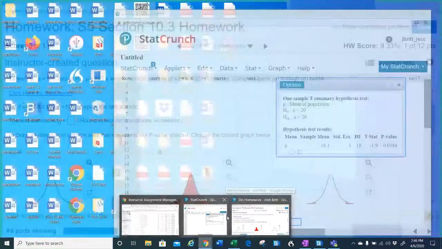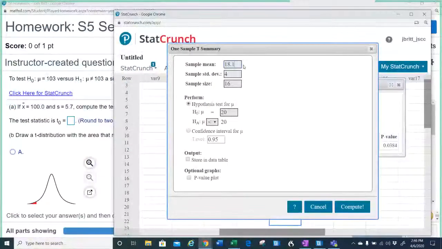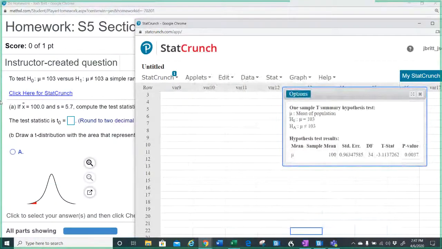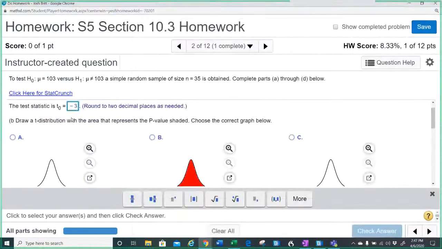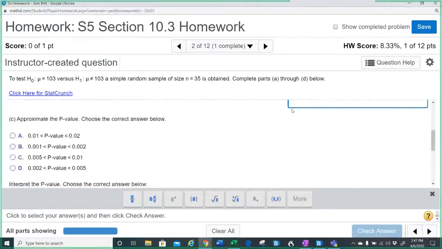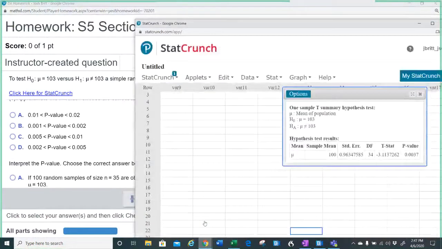So we've got sample mean 105.7. Sample size this time is 35. Got 103, and then not equal to, two tail test. So minus 3.11. Two tail test is that one. And the p-value is 0.003, which is between 0.001 and 0.005, that's where it would fit.